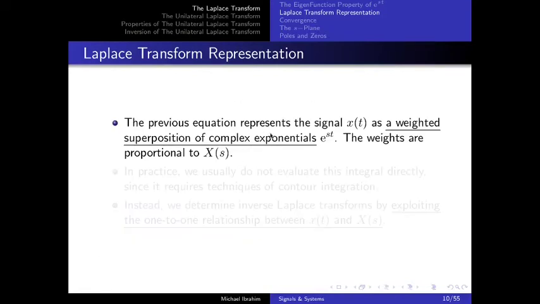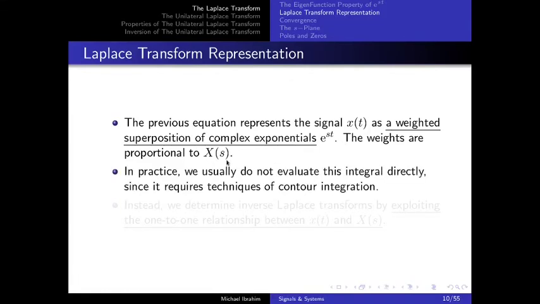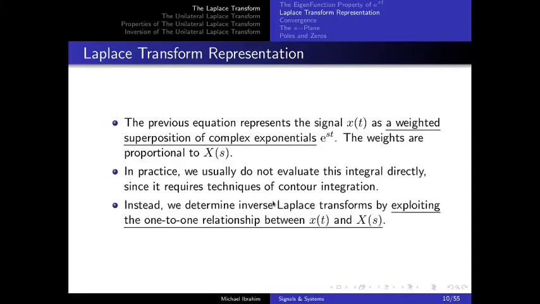So the previous equation represents the signal x of t as a weighted superposition of complex exponentials e to the power st, and the weights are proportional to x of s. But in practice, we usually do not evaluate this integral directly since it requires techniques of contour integration. So instead, we will determine the inverse Laplace transform by exploiting the one-to-one relationship between x of t and x of s. Basically, we will be building sort of a lookup table. This x of t has this kind of transform, this x of t has this kind of transform, and we will use this table to do the inverse transform, as we're going to see later on.